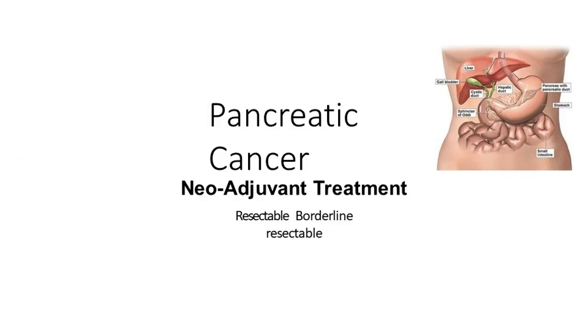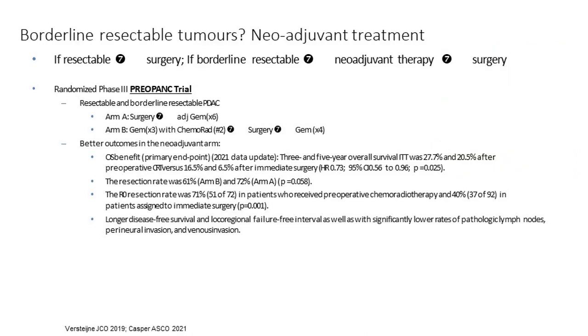Now, because these people are frail and unable to tolerate these toxic treatments after surgery, there's a lot of interest and focus shifting to giving this treatment before surgery. That is what we call neoadjuvant therapy. And in neoadjuvant therapy, because these are fitter patients, you can deliver these three drugs together. Okay, so there is a trial called PREOPANC. This is a large phase 3 trial. They've given chemotherapy before surgery. In this case, it was gemcitabine.